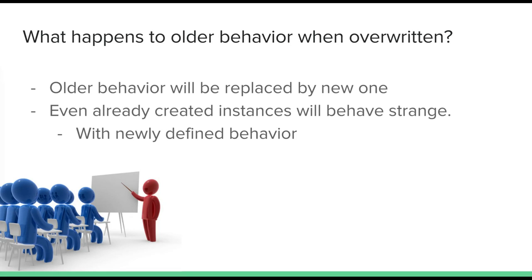Now the question arises, what happens to the older behavior when overwritten? The answer is, the older behavior will be gone. There will be no more older behavior. Now the object will start behaving in the new fashion you just defined. So let's see what happens when the already existing behavior is redefined in a later part somewhere.